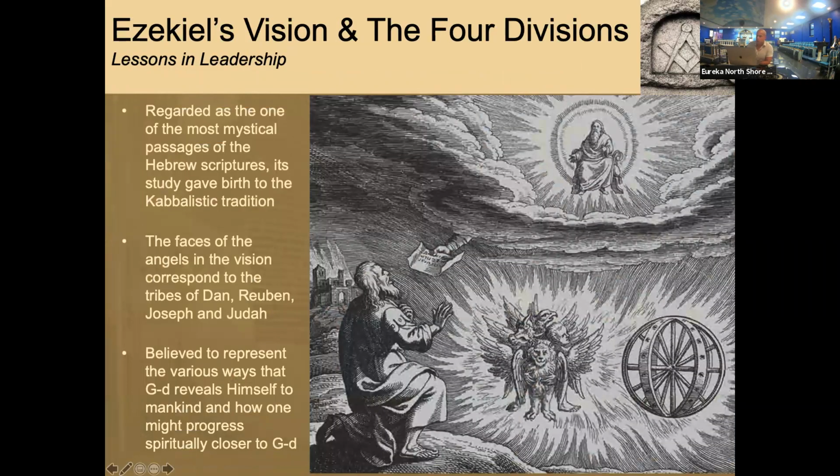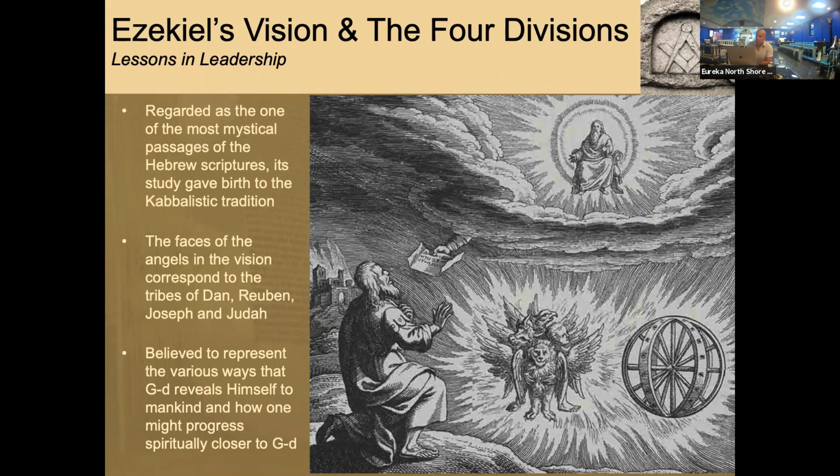Nearly 1,000 years after the Exodus from Egypt, while in Babylonian captivity, a man from the tribe of Levi, Ezekiel, experienced a vision from God. In the vision, he saw a 4-faced angel with the face of an eagle, the face of a man, the face of a bull, and the face of a lion.